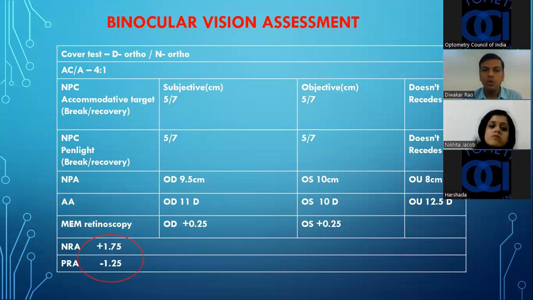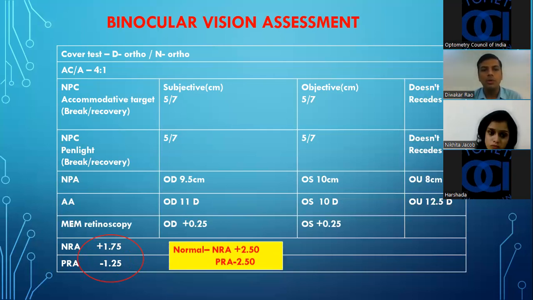So what we have to look at over here is the NRA and PRA values. The normative value for NRA is 2.5 and for PRA is minus 2.5. Here you find both are less than the normal limits. And for amplitude, the minimum amplitude for that age should have been 6.8, but the patient has around 10 and 11 diopters. That is good enough.